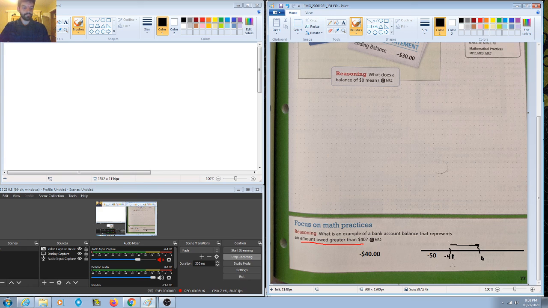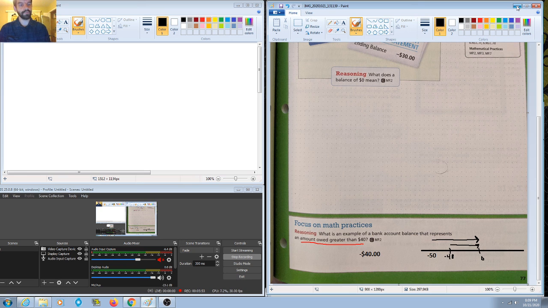So when we were at negative $40, we only had to pay $40 to break even. But if we're at negative $50, we have to pay not $40 but $50 just to break even. So negative 50 would be an account balance that would represent an amount greater than $40 that we would have to owe. Okay, and again, that is because the distance from negative 40 to 0 is 40, and negative 50 to 0 is greater than that, being 50.